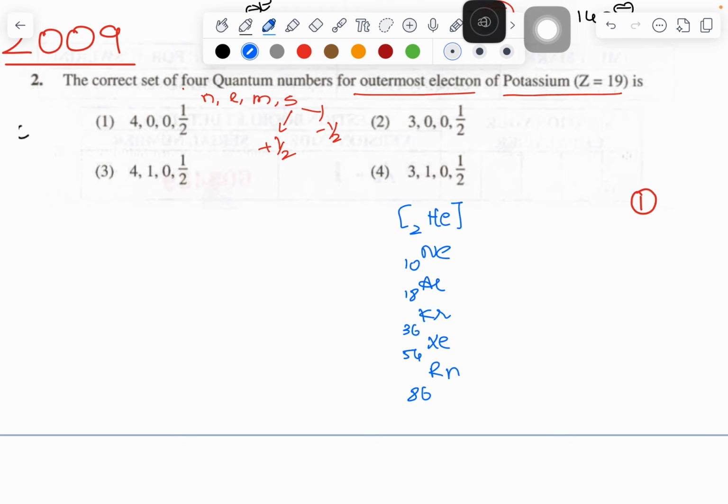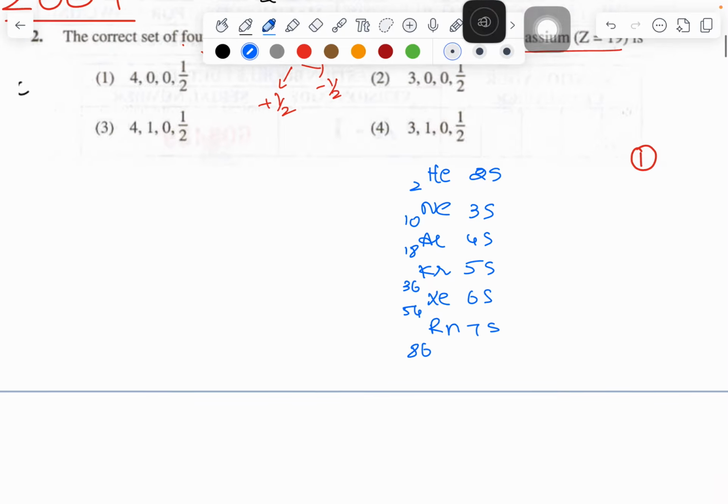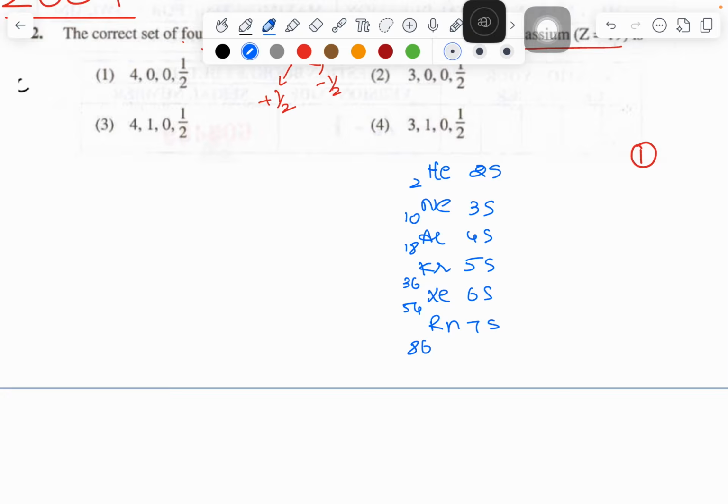Then after this, the corresponding set that you have to write is, for helium you will write 2s, neon 3s, argon 4s, krypton 5s, xenon 6s, and radon 7s. Let's imagine I want to write the oxygen electronic configuration. Rather than writing 1s2, 2s2, 3s2, 3p4, I can skip this part.